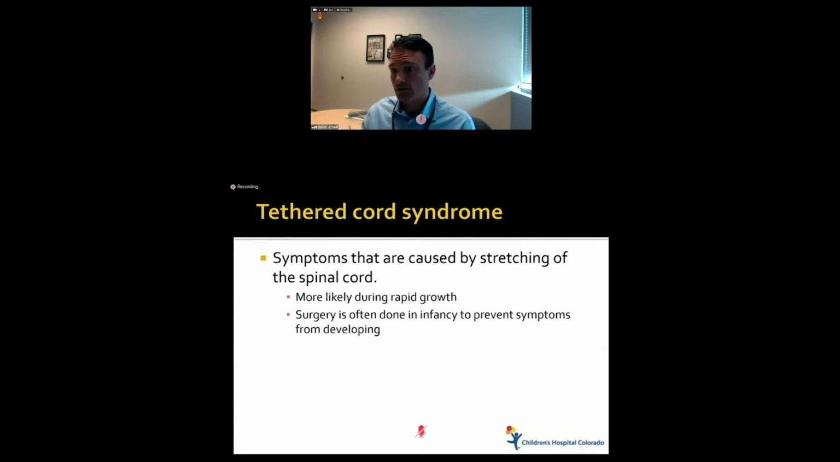And usually if symptoms develop, they develop in school age, sort of 8 to 13 years is probably the prime ages. We do often talk about doing surgery in infancy to prevent those symptoms from developing and prevent any permanent neurologic dysfunction that can happen. You'll see that some of these symptoms can be tough to pick up in newborns, in part because they're not potty trained.